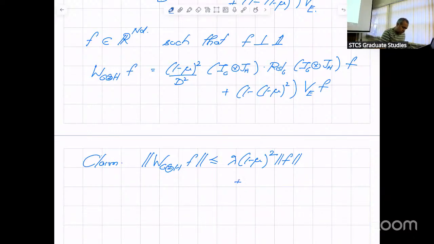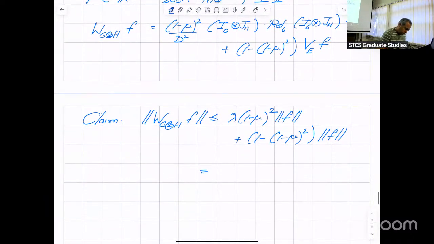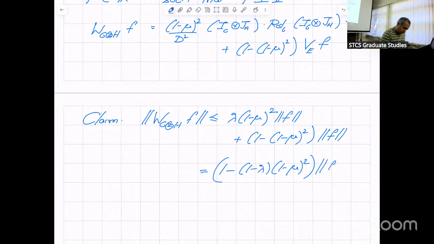Plus this term, because this will at most be expanded by F. So this is how this whole thing will behave. This is the claim: this is 1 minus lambda (1 minus mu) square, size of f.